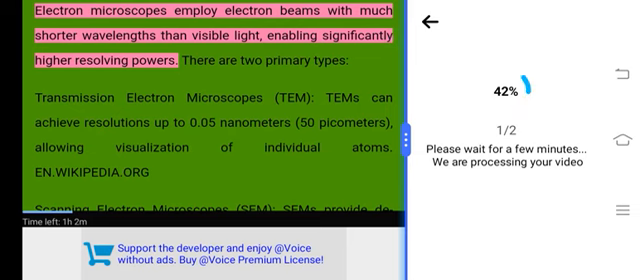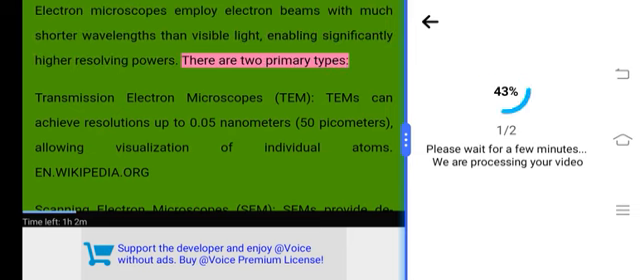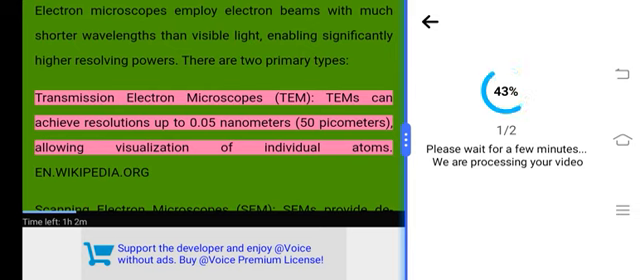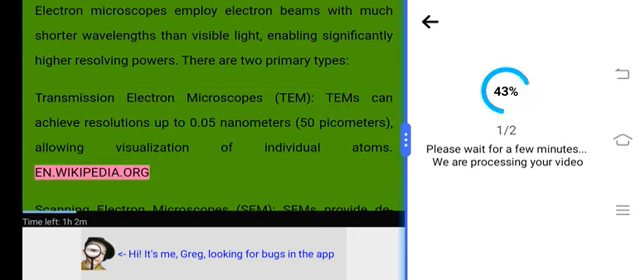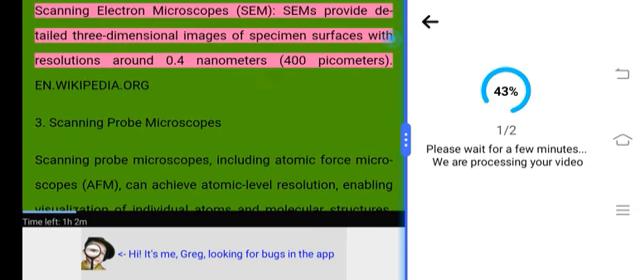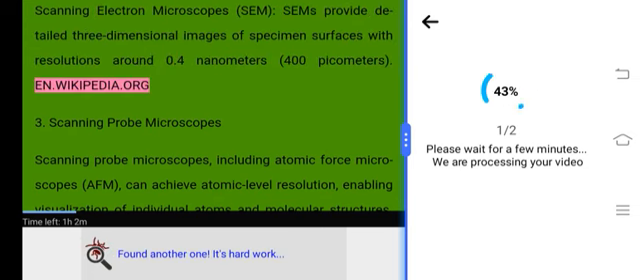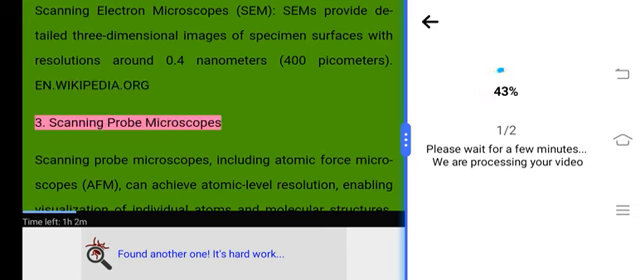2. Electron microscopes. Electron microscopes employ electron beams with much shorter wavelengths than visible light, enabling significantly higher resolving powers. There are 2 primary types. Transmission electron microscopes, TEMs, can achieve resolutions up to 0.05 nanometers, 50 picometers, allowing visualization of individual atoms. Scanning electron microscopes, SEMs, provide detailed three-dimensional images of specimen surfaces with resolutions around 0.4 nanometers, 400 picometers.